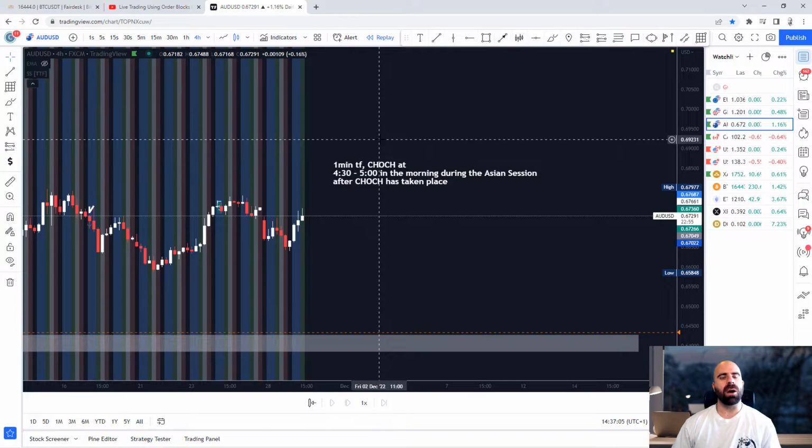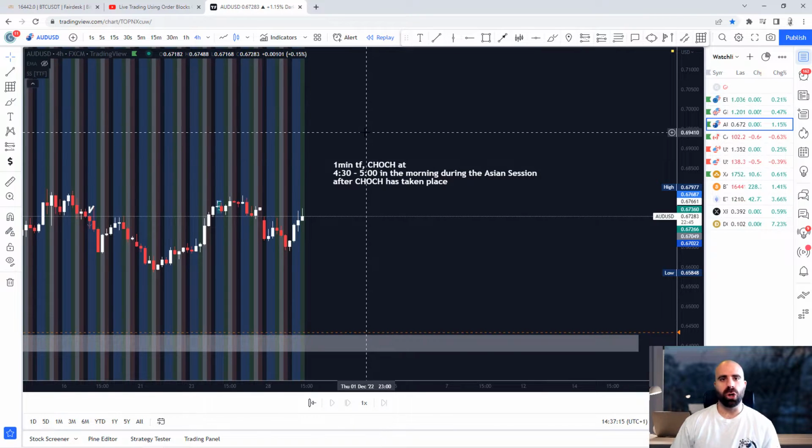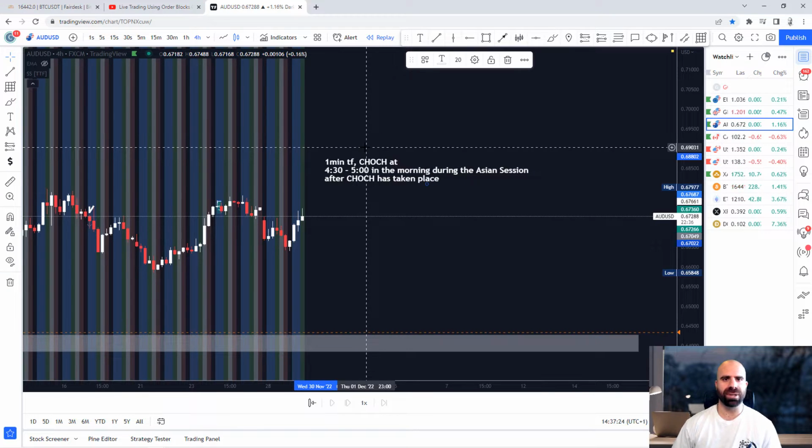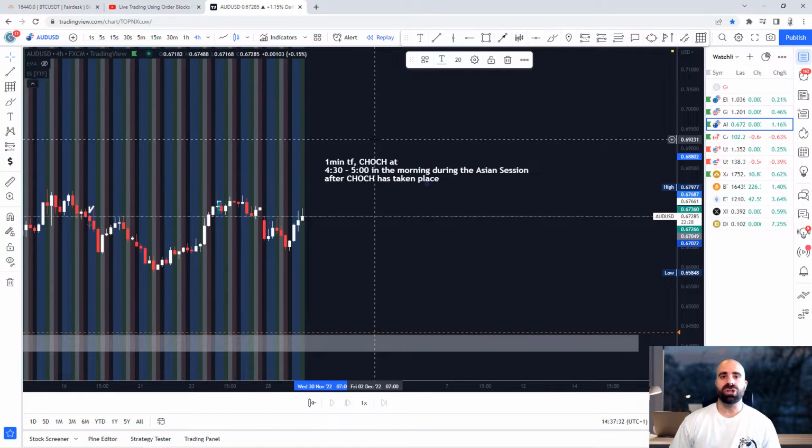Between specific hours, I will show you what to look at, and then you are very easily able to enter a trade. You do not need to overcomplicate things with this one, and this is why I come up with strategies such as this one, because trading does not need to be complicated.